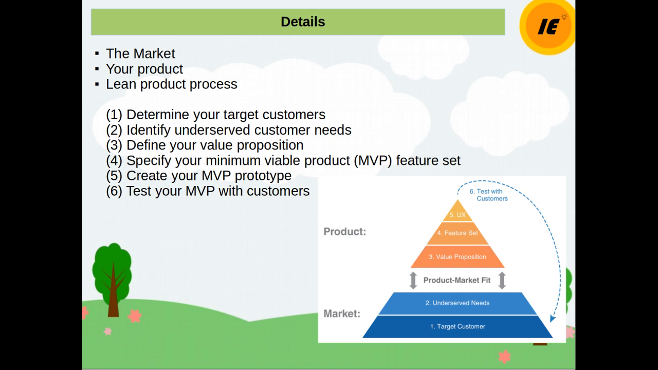Now here, I would say an example will be very good to understand this concept more easily. A great example of a product that achieved product market fit while entering an already crowded market is Intuit's Quicken personal finance software. So Intuit is a company and they launched a software called Quicken, which is a personal finance software.